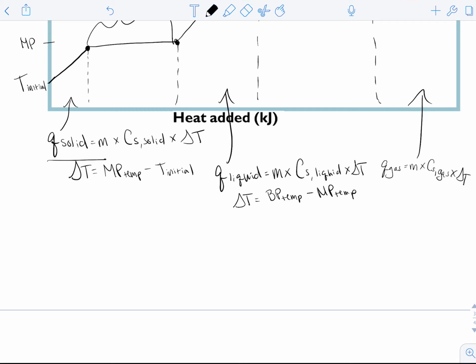And this, our delta T will be equal to our T final minus our boiling point temp.